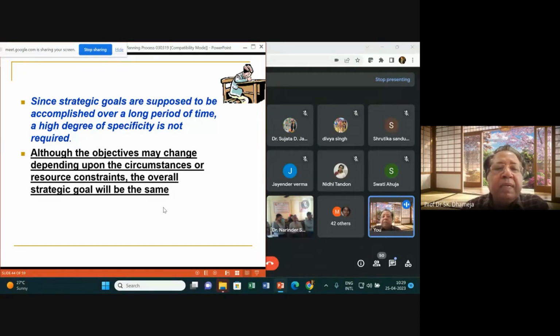Although the objectives may change depending on the circumstances or the resource constraints, the overall strategic goals will be the same. The objectives which come under the goals can keep on changing, but the goals are normally the same. But you can change the goals also. There's no hard and fast rule. You can change the goals also, but normally we do not change the goals.